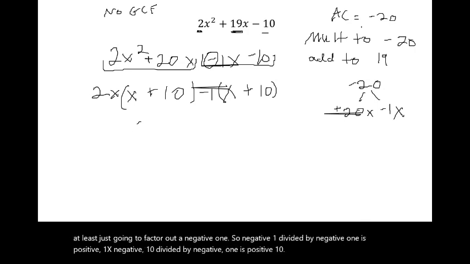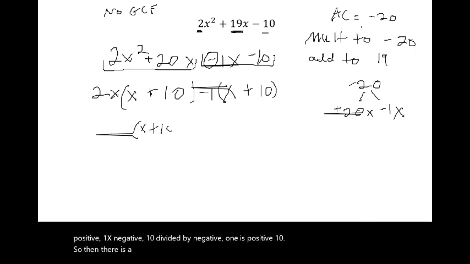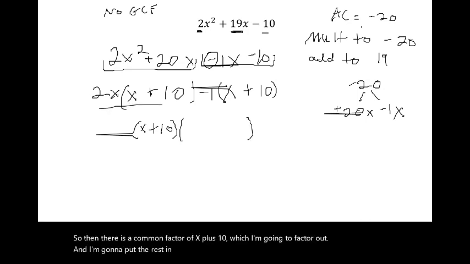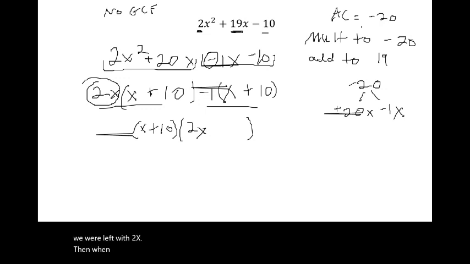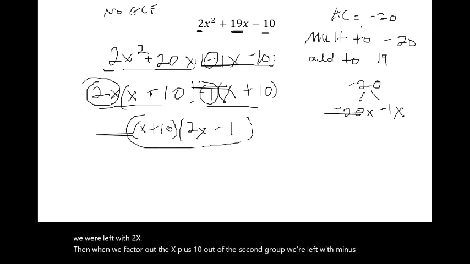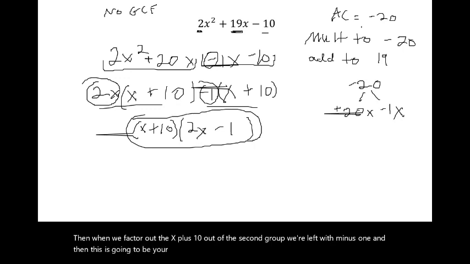So then there is a common factor of x plus 10, which I'm going to factor out. And I'm going to put the rest in parentheses. So when we factor the x plus 10 out of this first term, we are left with 2x. Then when we factor the x plus 10 out of the second group, we are left with negative 1. And then this is going to be your fully factored final answer.